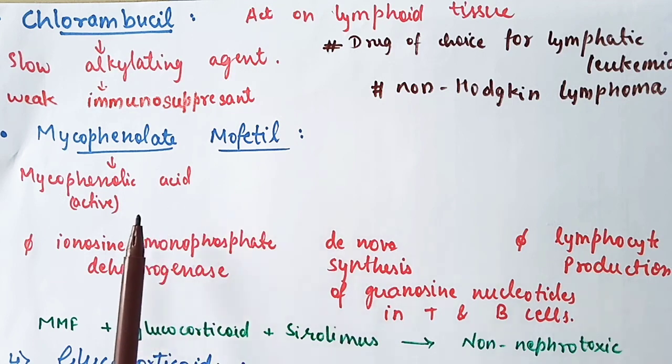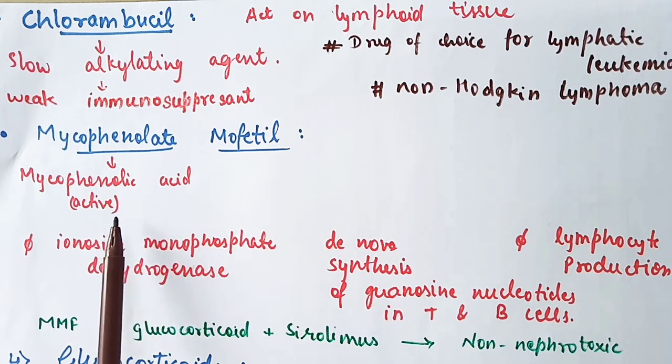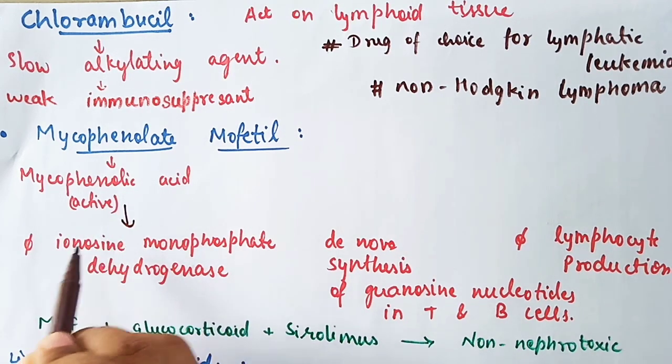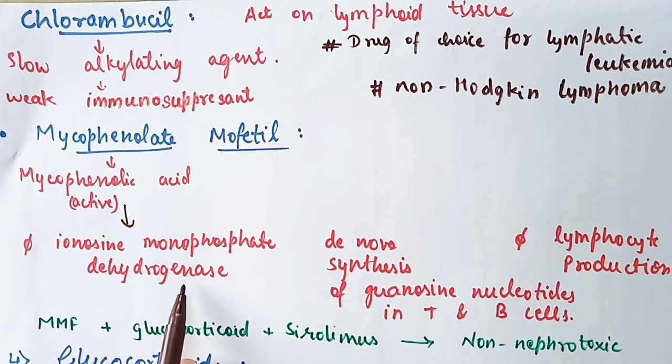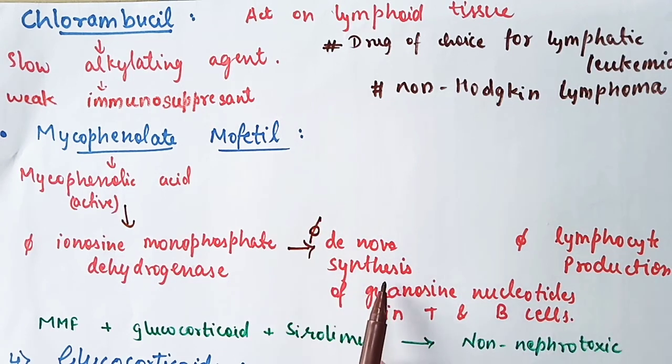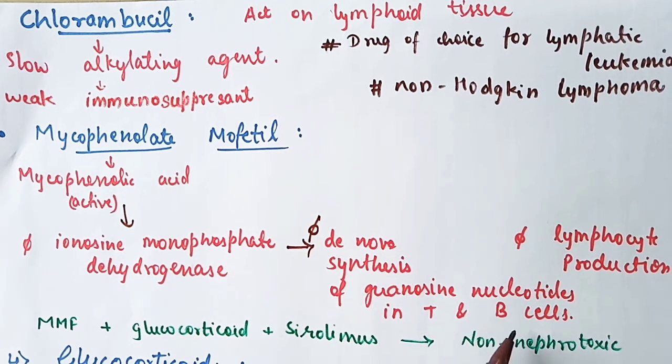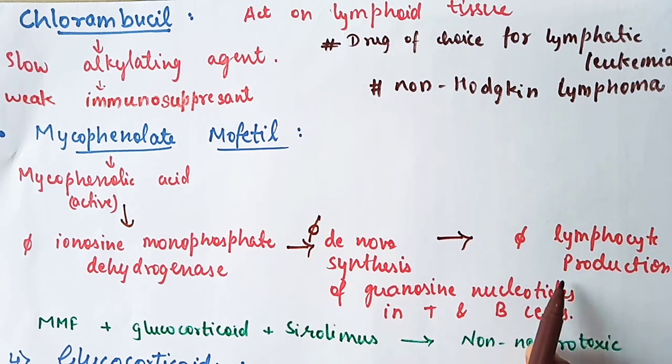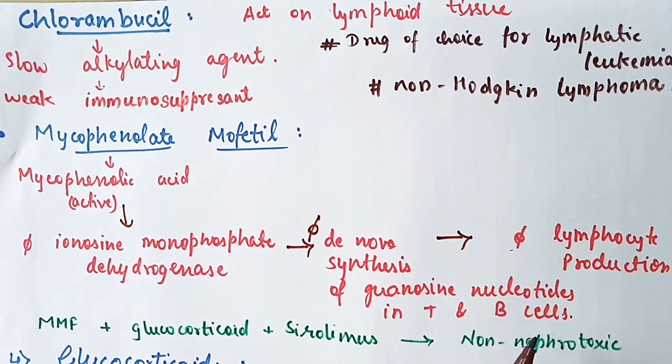Mycophenolate mofetil is activated into mycophenolic acid in the liver, which is the active form. Now how do they act? They directly inhibit inosine monophosphate dehydrogenase. When this enzyme is inhibited, de novo synthesis is again inhibited. So there is inhibition of de novo synthesis of guanosine nucleotide in T and B cells. There are no other pathways like the salvage pathway in T and B cells, therefore no guanosine is formed. Since this occurs, lymphocyte production is also inhibited. That is, no T and B cells for immune activity.